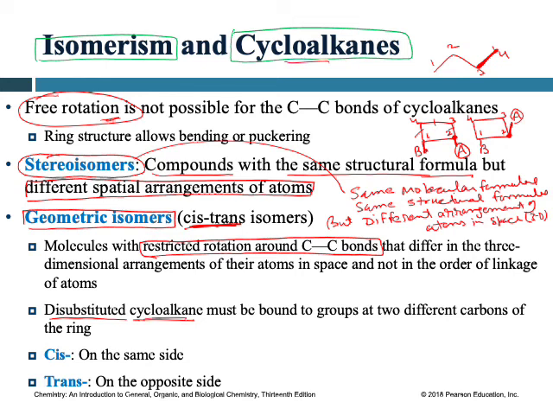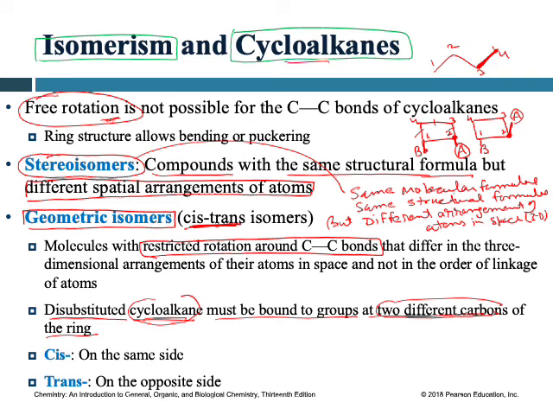So, and for any di-substituted cycloalkane, what is di-substituted? Di means you have two substituents attached to the cycloalkane. They must be bound to groups at two different carbons of the ring. So that means if you have two substituents attached to the cycloalkane, both of them don't bind to the same carbon. It has to bind to two different carbons on the cycloalkane. That is very important. Two different.